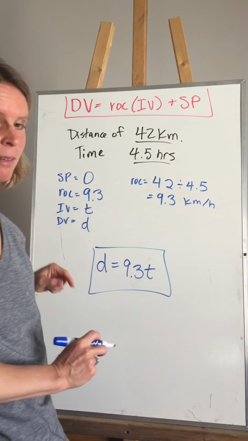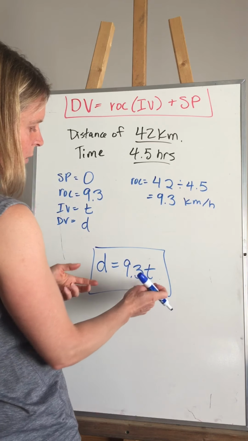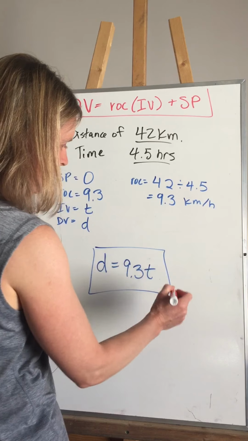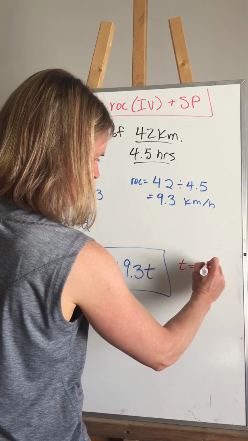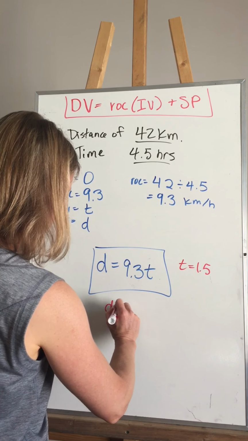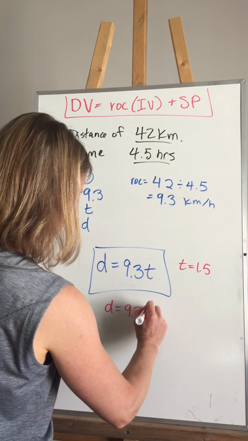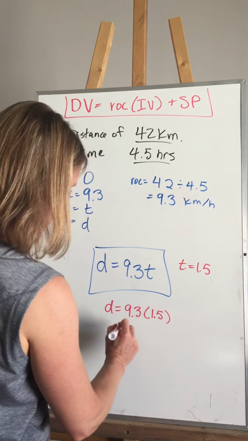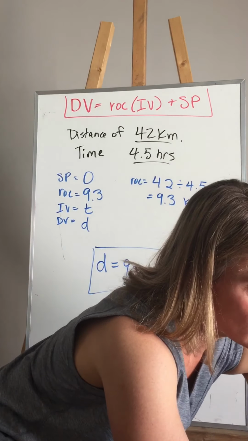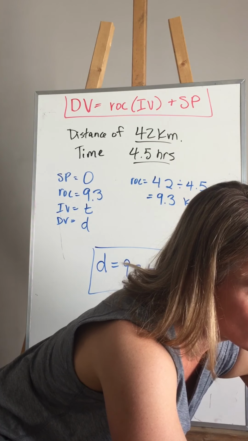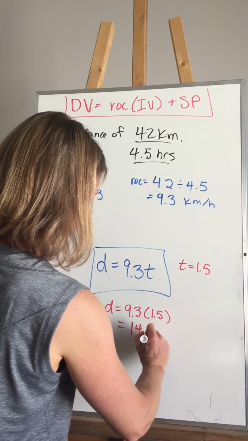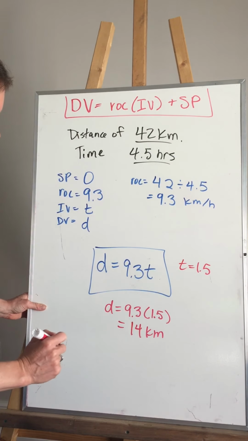So that's it. You could say, just for fun, after an hour and a half, so t equals 1.5 hours, how far have they run? You'd say distance equals 9.3 times 1.5, and you could figure out how far they've run. What is 9.3 times 1.5? It's about 14. So they have run 14 kilometers.